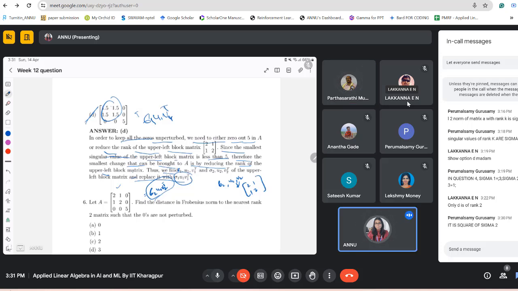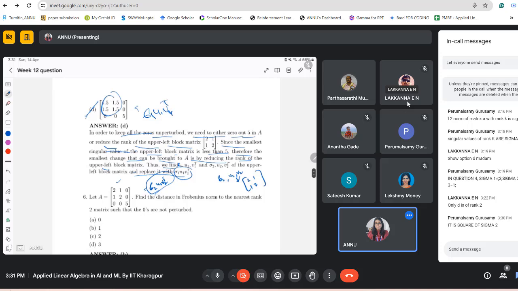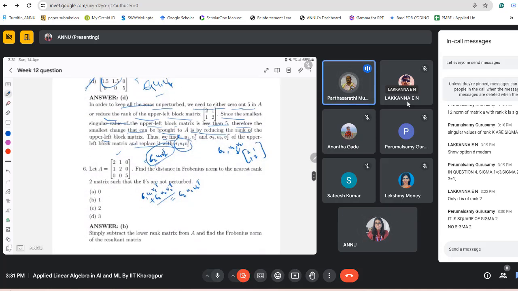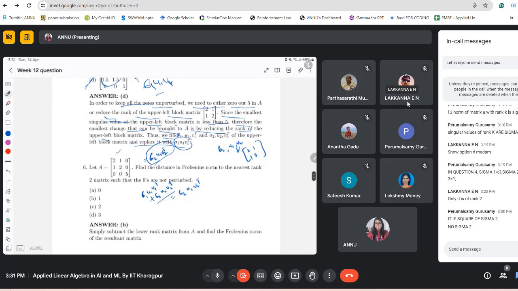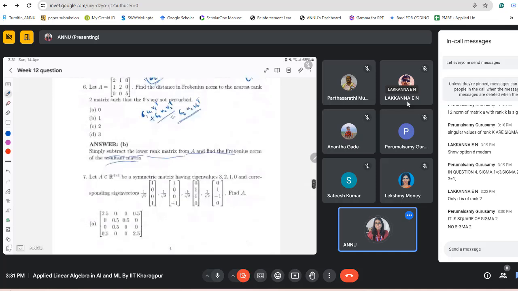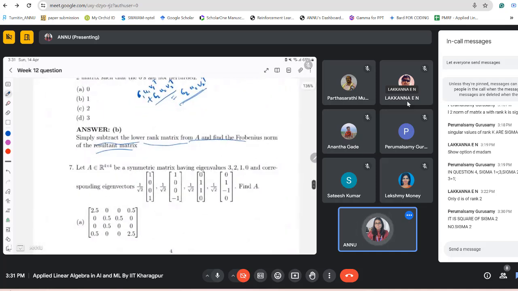Why will it be square? Because you always write A as sigma 1 U1 V1 transpose plus sigma 2 U2 V2 transpose. Now we are approximating with respect to sigma 1 U1 V1 transpose. Let's keep that as a single thing. If you subtract it, it will be nothing but sigma 2 U2 V2 transpose only, no square. Similarly, we did before also.